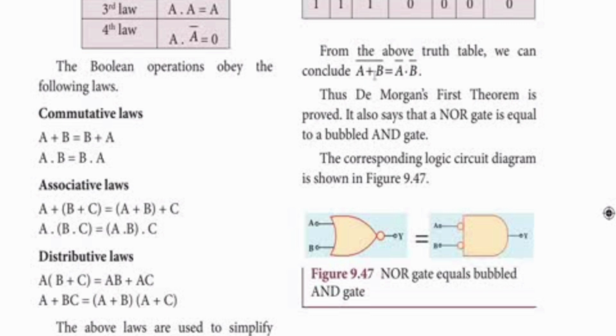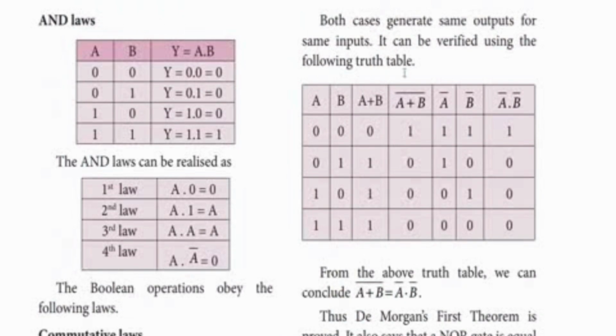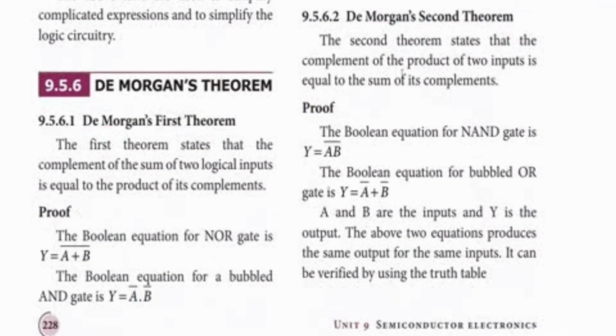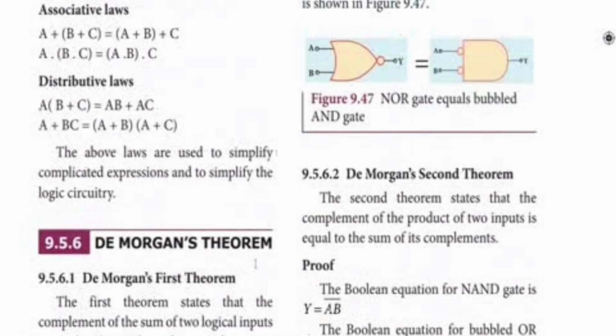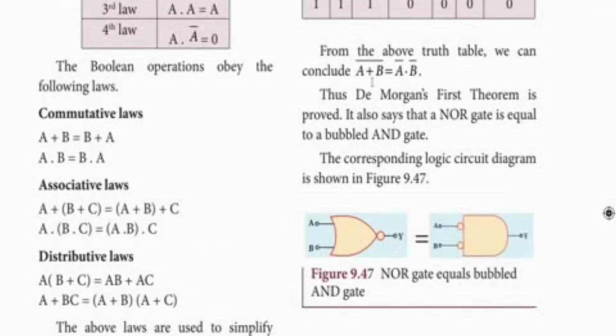De Morgan's first theorem: the complement of a sum is equal to the product of its complements. The product of complements means A bar dot B bar. The sum's complement means A plus B whole bar. So the complement of a sum is equal to the product of its complements. See that A plus B whole bar equals A bar dot B bar.